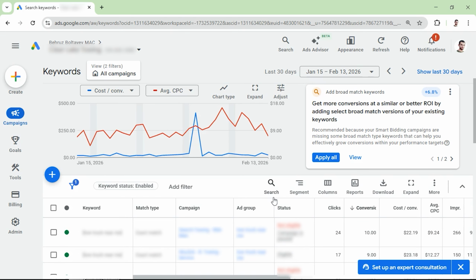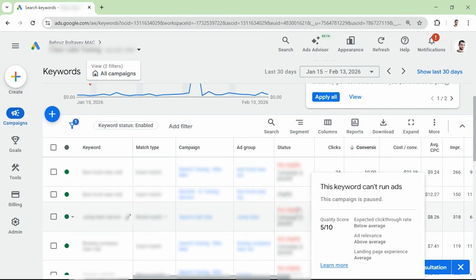The longer the time range, the better and the more reliable it can be. So we're seeing the last 30 days, and the better way would be to look at the last 90 days or 120 days, because you might have more clicks, more conversions, and more accurate conversion data, and you can see their cost per conversion as well.